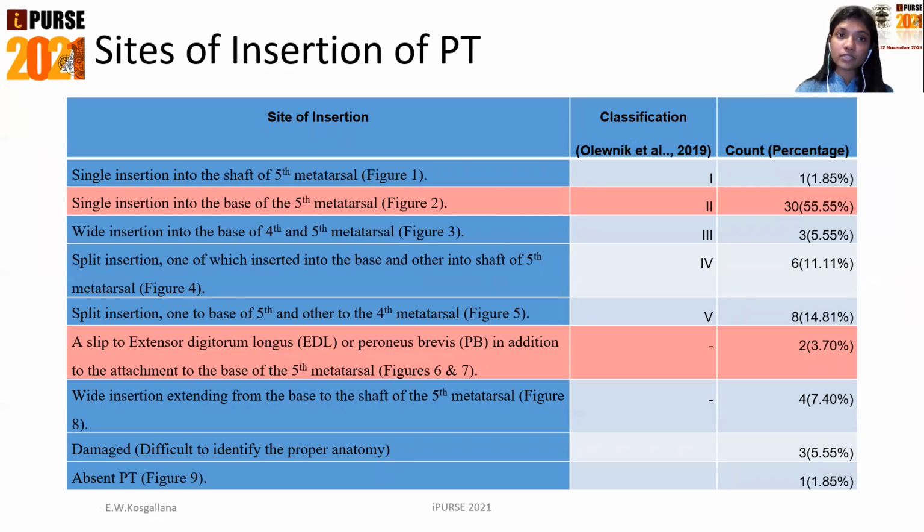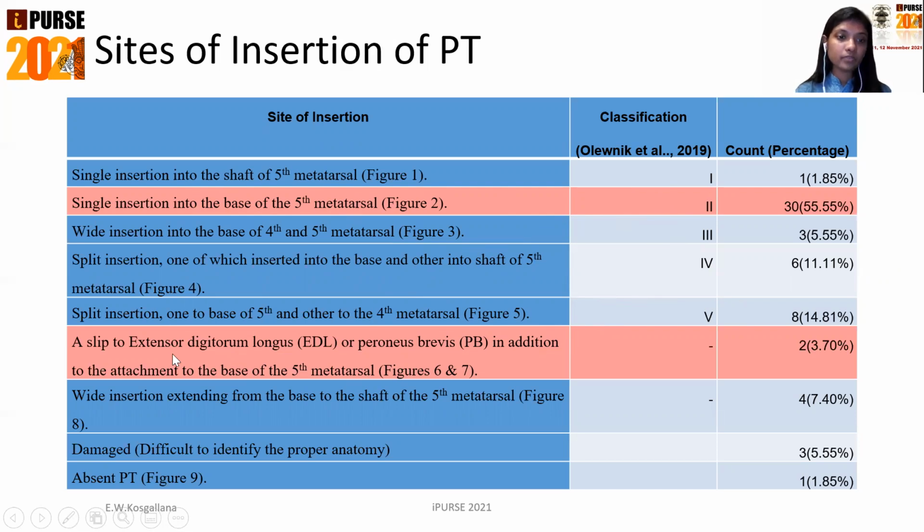Then we looked at the sites of insertion of Peroneus Tertius. In 2019, Warunie came up with a classification system, so we included our findings in this classification. The commonest finding was Warunie classification type 2, which is a single insertion into the base of the fifth metatarsal. In addition to these 5 types of classification, we found a few extra types of insertion.